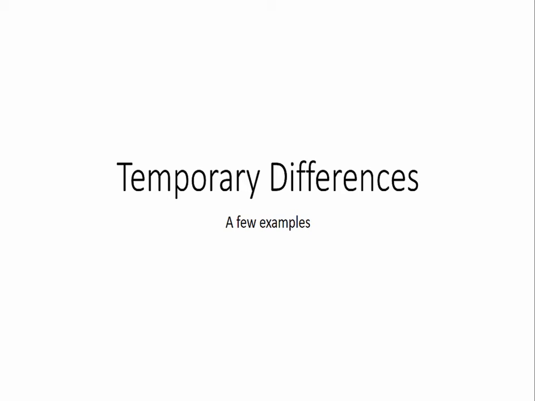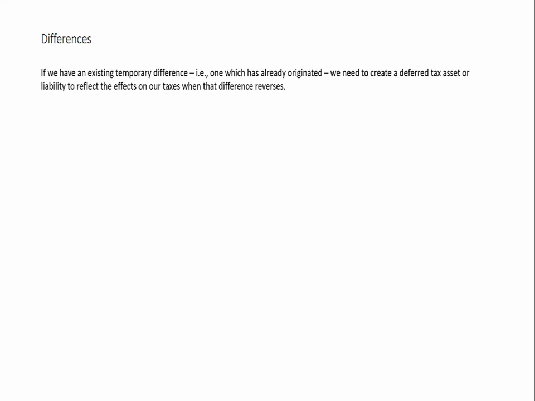Okay, let's go ahead and run through an example with some temporary difference. Now, if we have an existing temporary difference, that is, one which has already originated, we need to create a deferred tax asset or liability to reflect the effects on our taxes when that difference reverses.